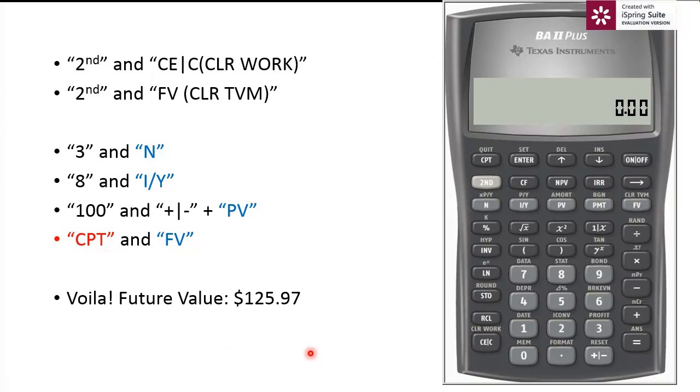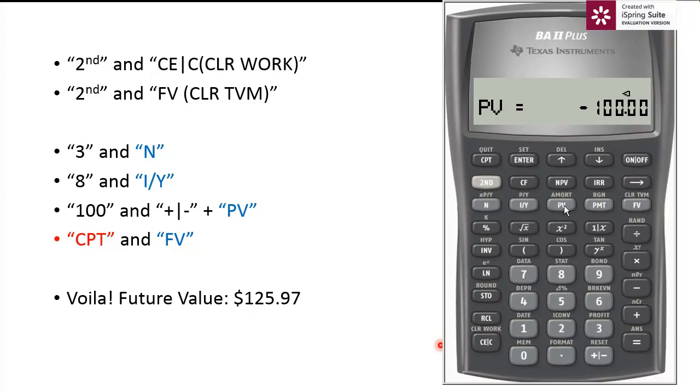So, first hit 3, then N for the number of periods. For the interest rate, hit 8, and then IY, the key right next to N. For the present value, first hit 100, and then the minus sign, which is at the bottom of the keypad. Then hit PV for the present value.